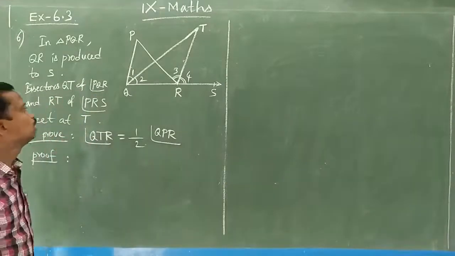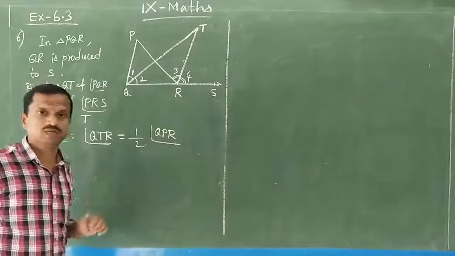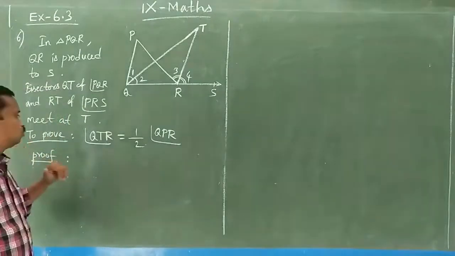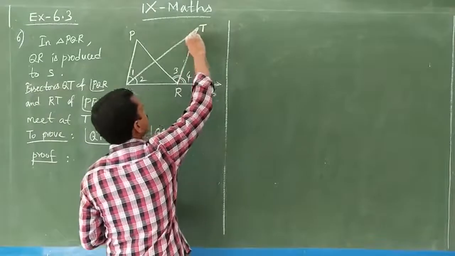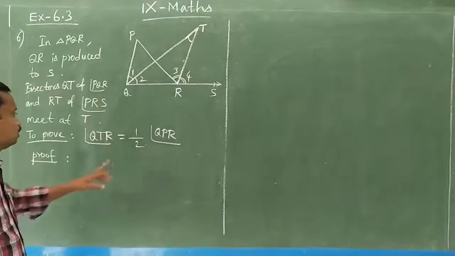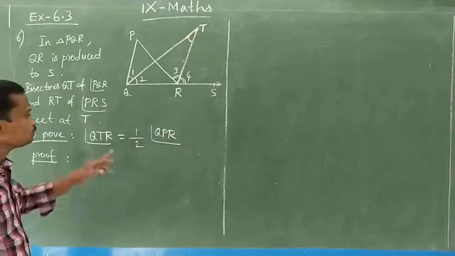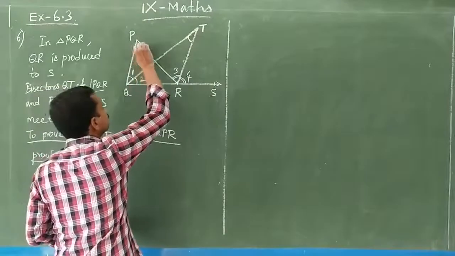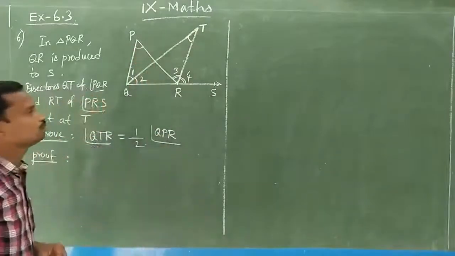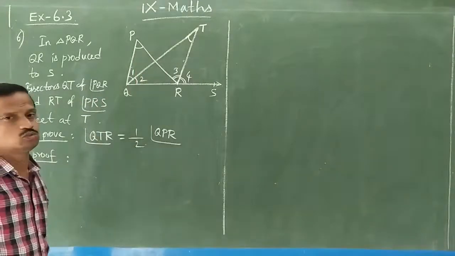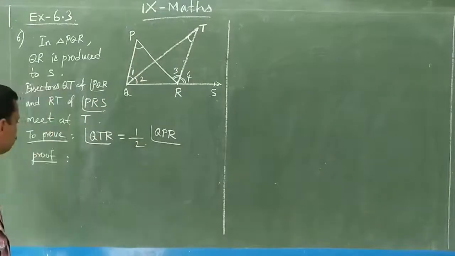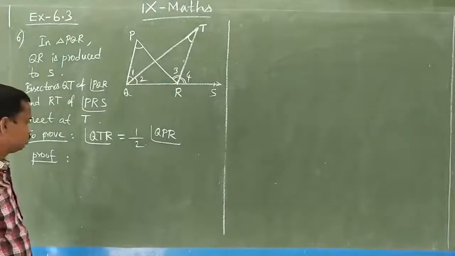So you have to understand the question clearly first of all, and you have to prove QTR. You see that QTR is here. Here QTR is equal to half of QPR. QPR is here. So QTR is equal to half of QPR. This is what we have to prove. So for that, how are we going to prove it?